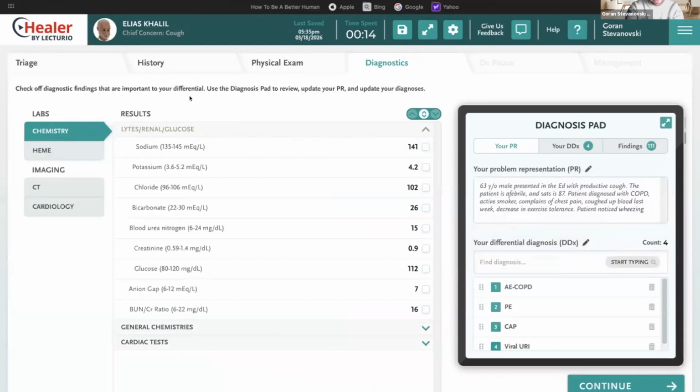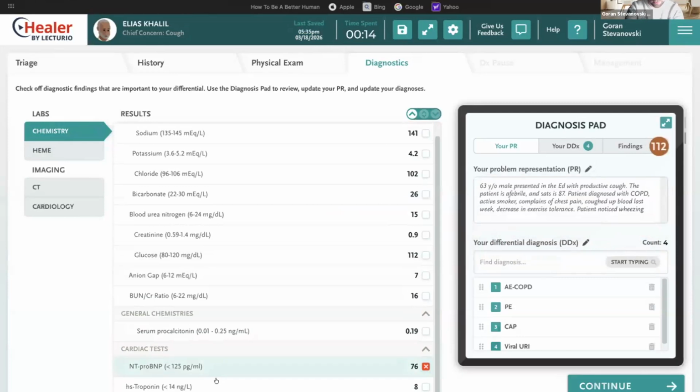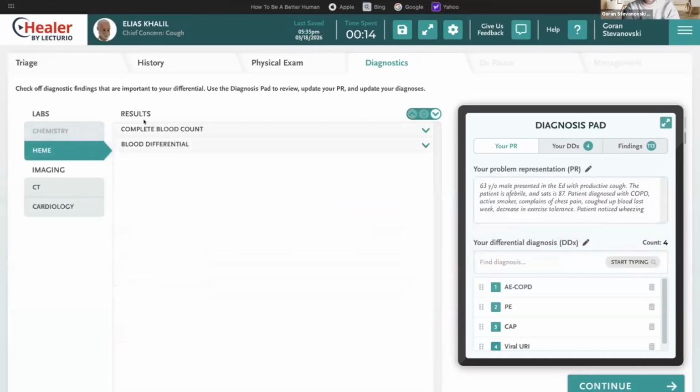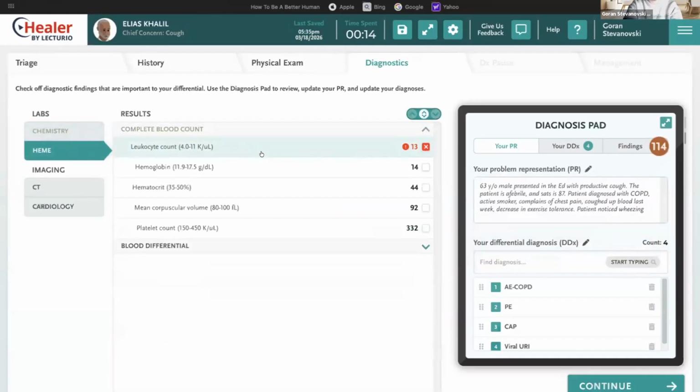So we see that in this biochemical panel, everything seems to be normal. And in the cardiac test, this is really important. These two are normal because when it's chest pain, we want to know if it's cardiac, and this tells us that it most likely is not. In the complete blood count, the leukocyte count is slightly elevated, which would bring pneumonia a little bit lower at this point in time, but everything else seems to be fine. And there's a differential here in blood.